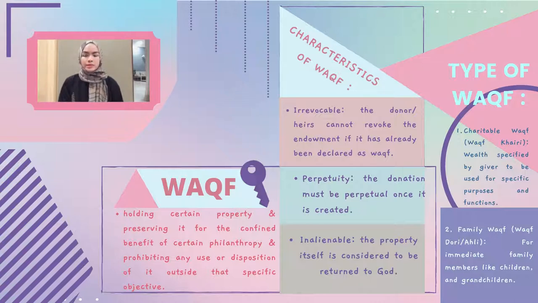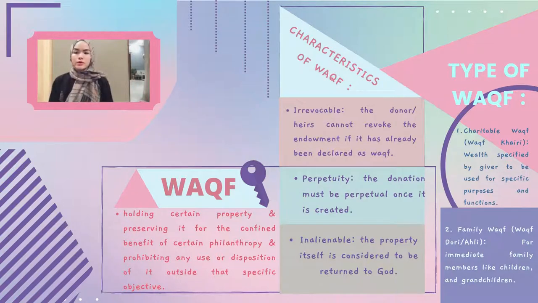First, irrevocable. It means that the donor cannot revoke the endowment. Second, perpetuity. It means that the donation must be perpetual once it is created. Third, inalienable. It means that the property itself is considered to be returned to God.